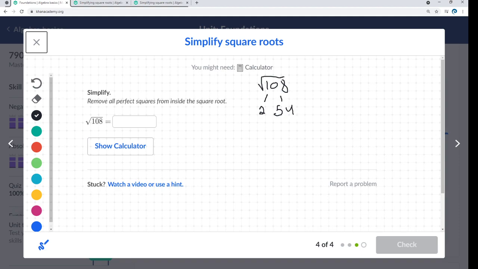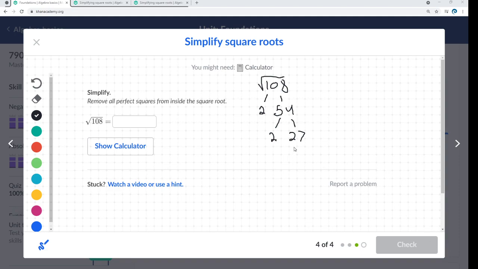54 divided by 2 is 27. And 27, so that's the end of the 2's, because 27 is not going to divide by 2. Right? So let's try 27 divided by 3.